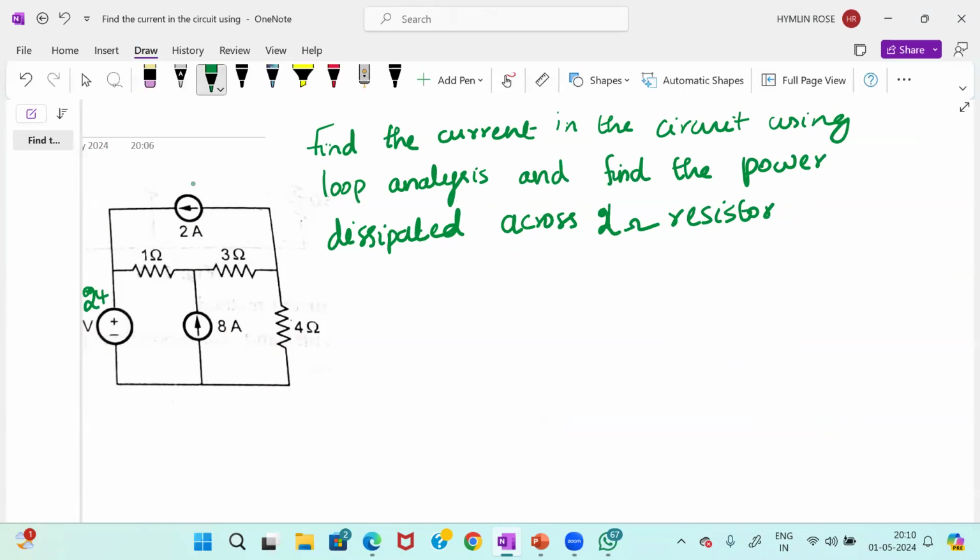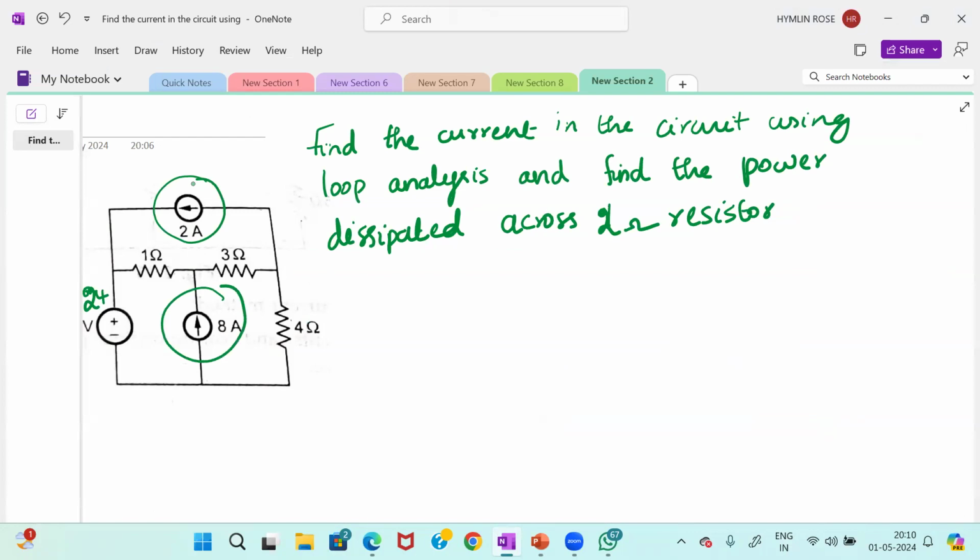So see this, there are two current sources. One is 2 ampere and another one is 8 ampere. So your first step is you have to mark the loop currents. So I am marking the loop currents as I1, I2, and I3. Normally you will be taking them in clockwise direction. I am following that.